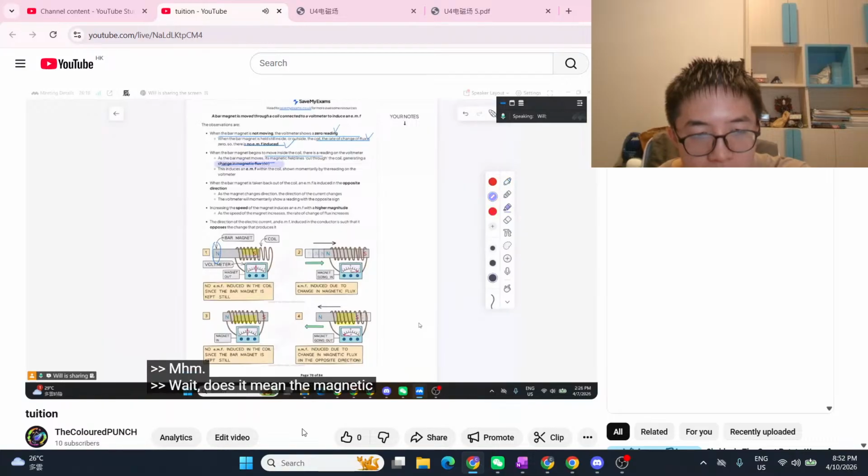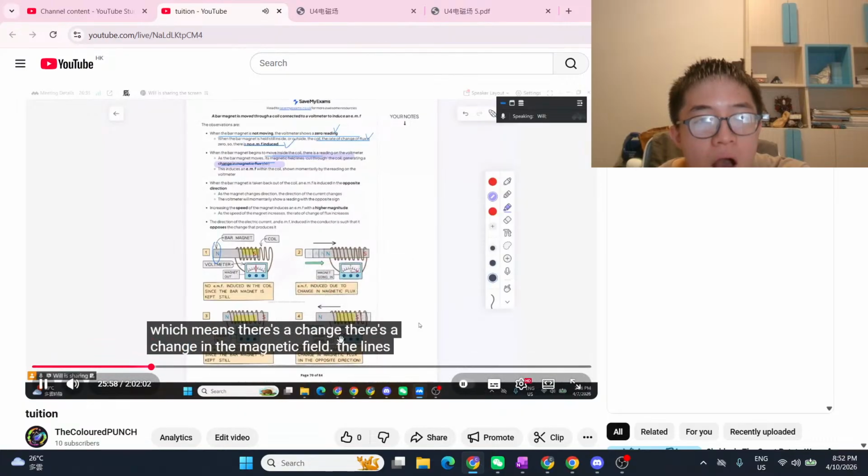Wait, what does it mean? The magnetic field line cuts through the coil. Oh, you mean the cut field, which means there's a change. There's a change in the magnetic field lines. Understand?